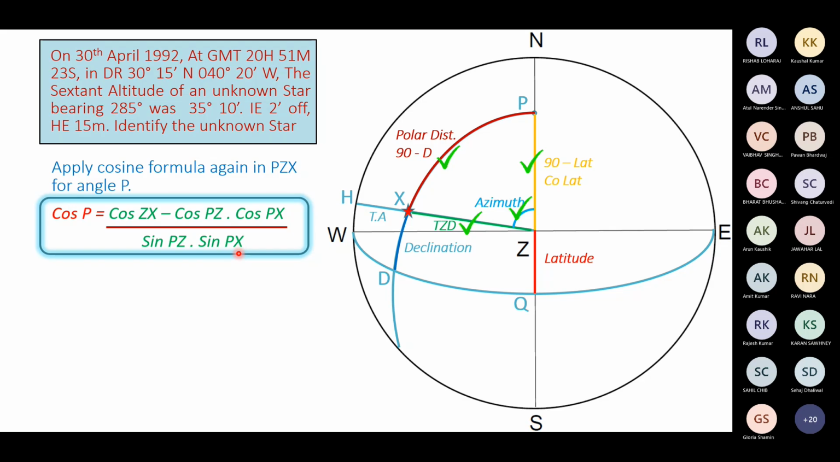So with all the parts on the right hand side known to us, which are basically all the sides of the spherical triangle, once you put these parts in the calculator, it gives you your angle P. So this is what we have found out now with the second application of the cosine formula. Now this angle P, as we just now discussed, is the LHA of the star. So let's label it as LHA. So LHA of the star is now known to us.